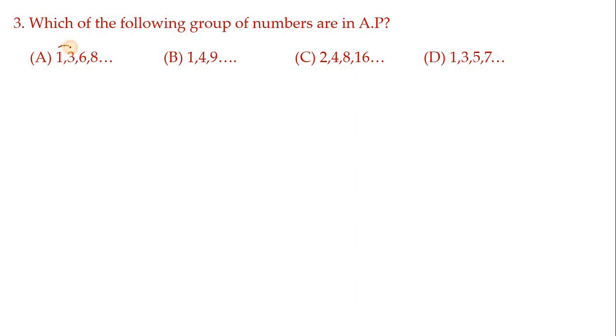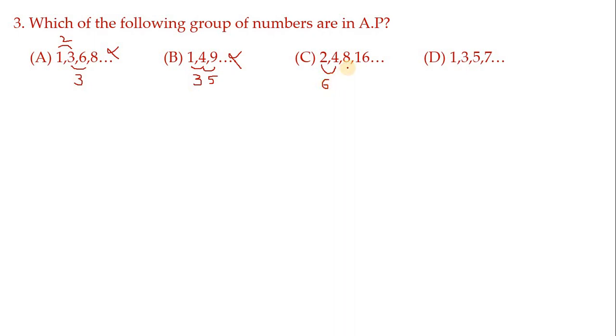See the difference between 3 and 1. We have 2, and here 3 and 6 difference is 3. So difference is not same, hence this cannot be the option. Next here, difference between 4 and 1 is 3 and 9 and 4 is 5. So difference is not constant, so wrong. Move on to the next one.